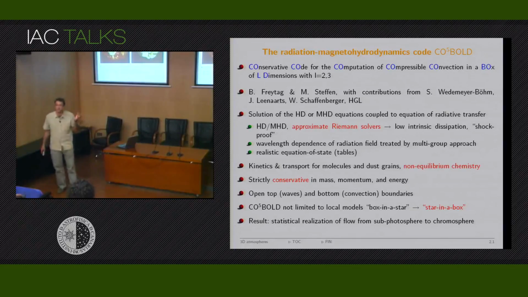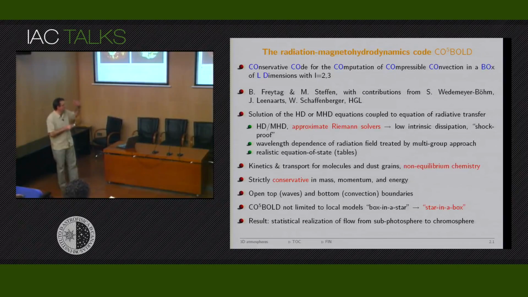The sidewise boundaries are simple. They are just periodic boundary conditions. I should say, and I will show an example of this kind, that Cobalt is not only able to handle these local box models, modeling a small piece at the stellar surface, which are informally dubbed now as box in a star models, but also the inverse one, the star in a box models, meaning putting a complete star in a three-dimensional domain. I will show later on in one example of this kind of application.